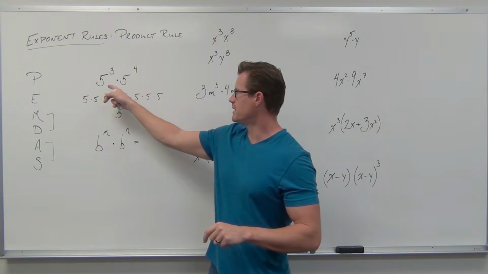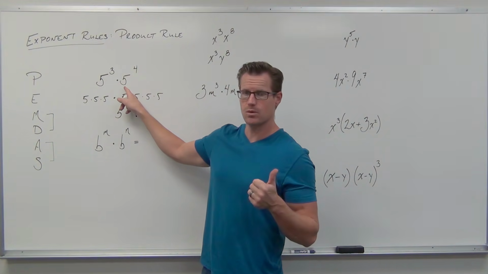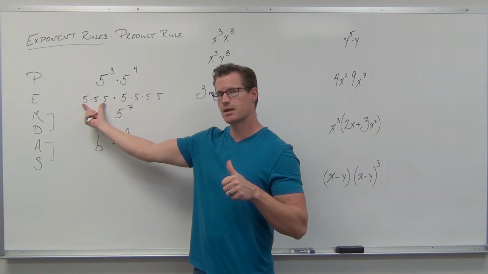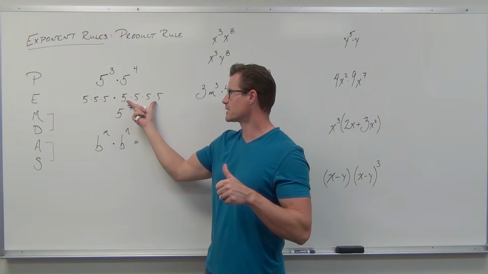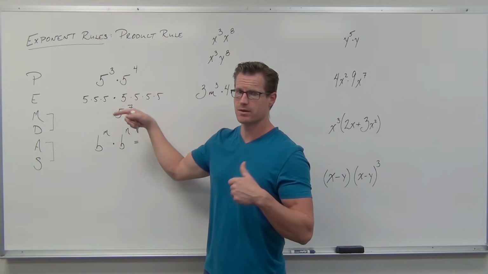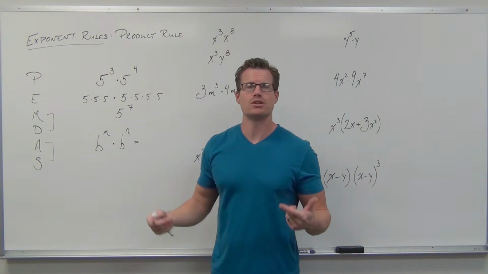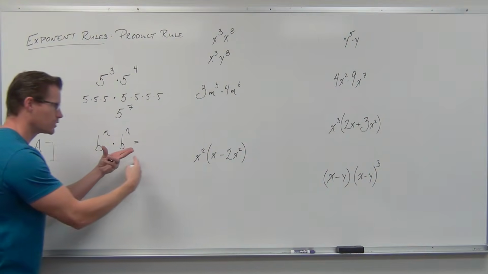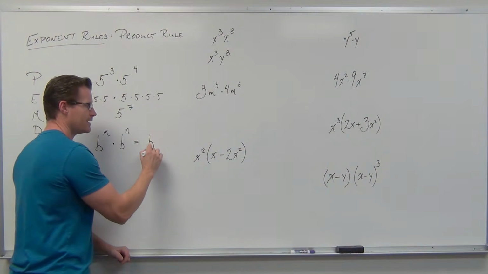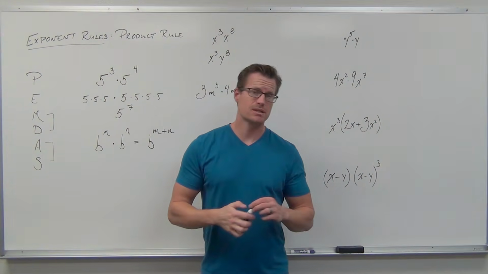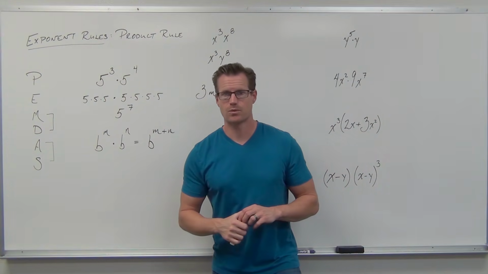If you have common bases and you are multiplying, what that's doing is taking the concept of repeated multiplication and continuing the multiplication. It's saying I had 3 here, I had 4 here, together I have 7. That's an addition idea. So anytime you have common bases and you are multiplying, we are going to add those exponents.